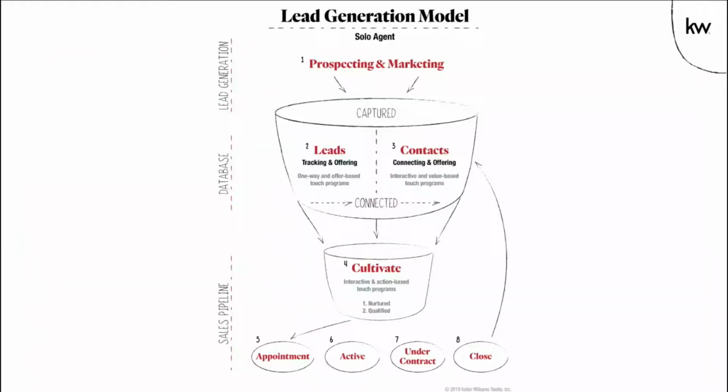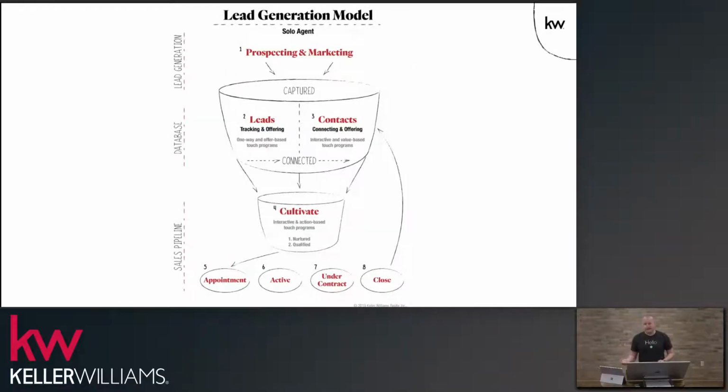All right, let's start with the lead generation model, because this is a foundational piece for us. It all starts with prospecting and marketing. So you're going to capture folks from your prospecting and marketing, and then we get into the database piece, which is really where we're going to focus in today. The big thing to keep in mind with this database piece is that our contacts applet is broken up into two pieces. We have leads and we have contacts.